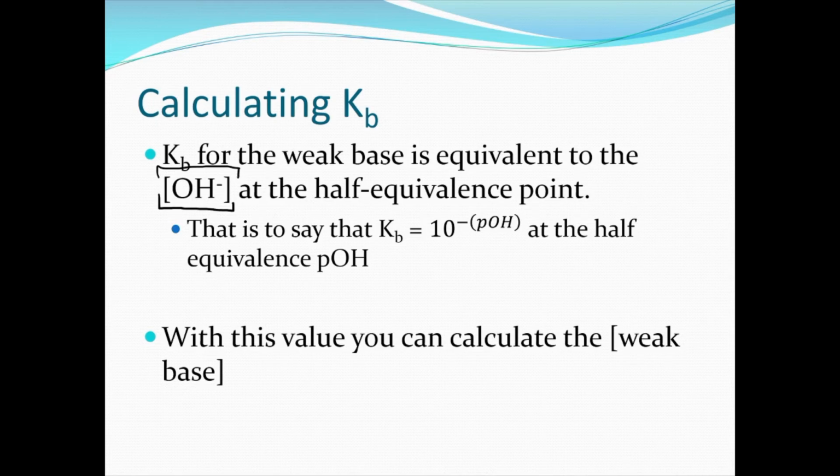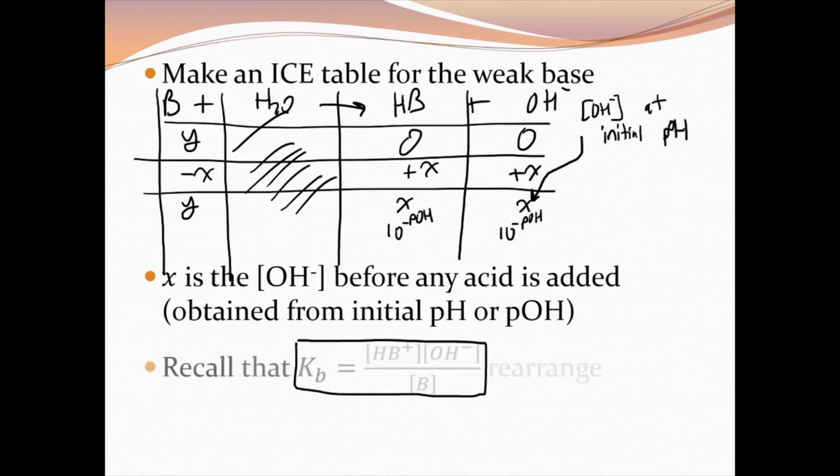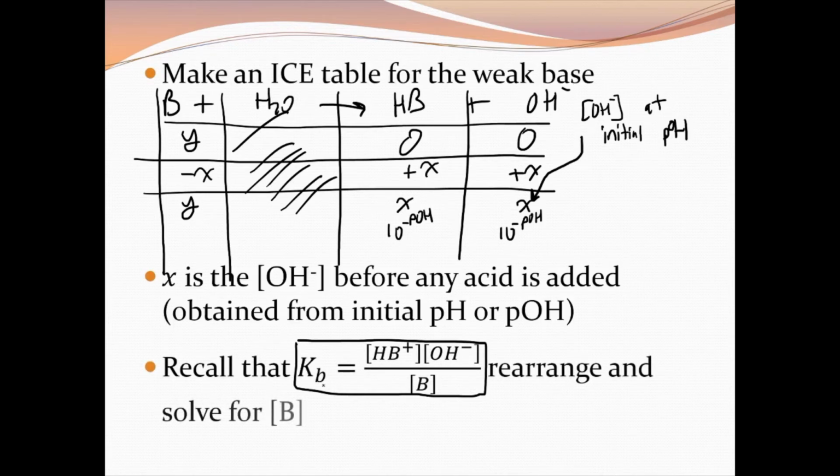So even if you don't know what the Kb of the weak base is, because it's an unknown weak base, if you know when the half equivalence point occurs, you can measure the pOH at the half equivalence point and then calculate the concentration of hydroxide, which ends up being the Kb. And then with that Kb, you can use the RICE table as set up here to calculate the initial concentration of our weak base. Okay.